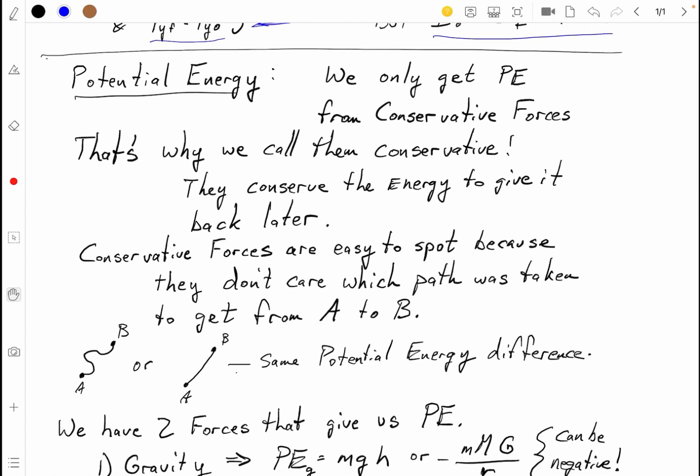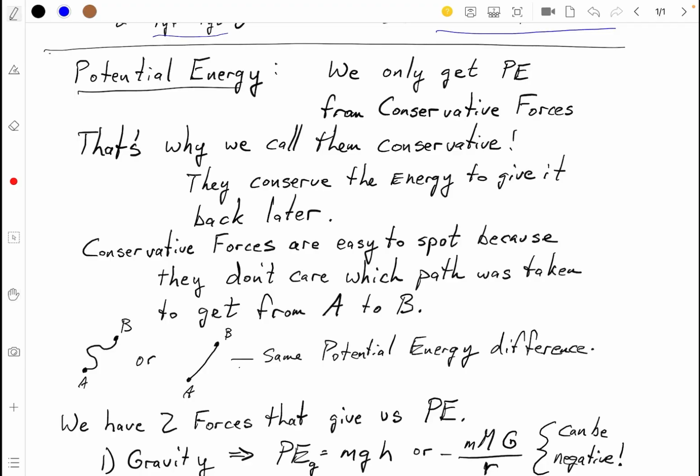All right, potential energy. We only get potential energy from conservative forces. All right, I'm going to go off a little bit about conservative forces. Why do we call them conservative forces? We call them conservative because we get the energy back. They conserve our energy. It's like a bank. You put your energy in the bank, it conserves it for you. It doesn't grow interest, but it definitely conserves it for you, which is good enough. Then when you try and take it back, you can get that energy back, right? You get it back later.